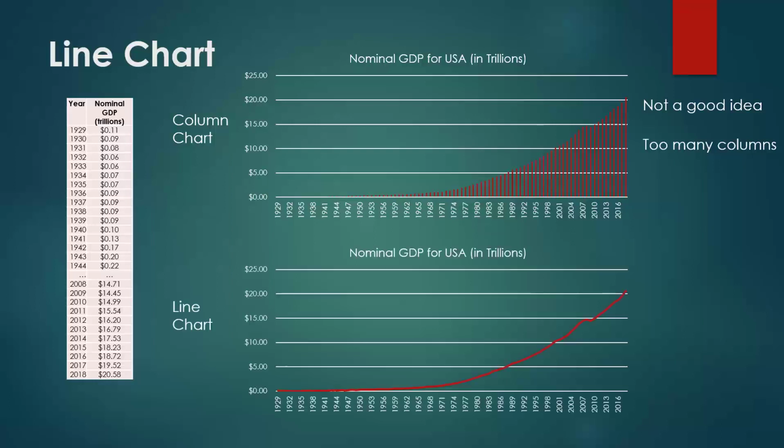So we have a line chart which looks just like this, except we don't see the columns, we just see the shape of the top of the rectangles. So this is a good idea. Easy to see the trend.